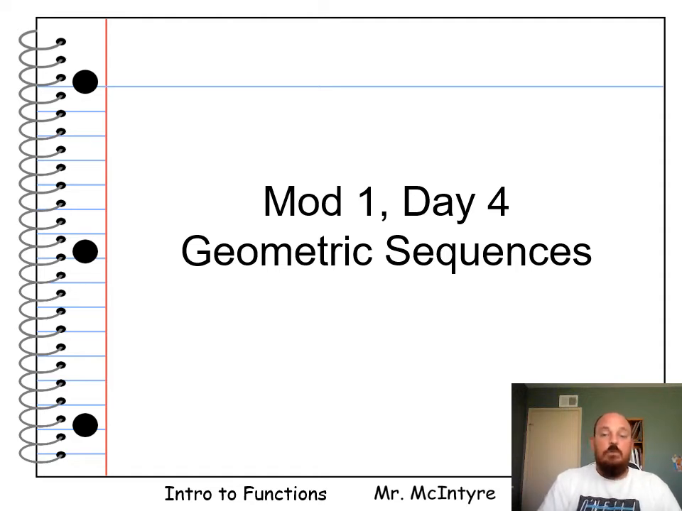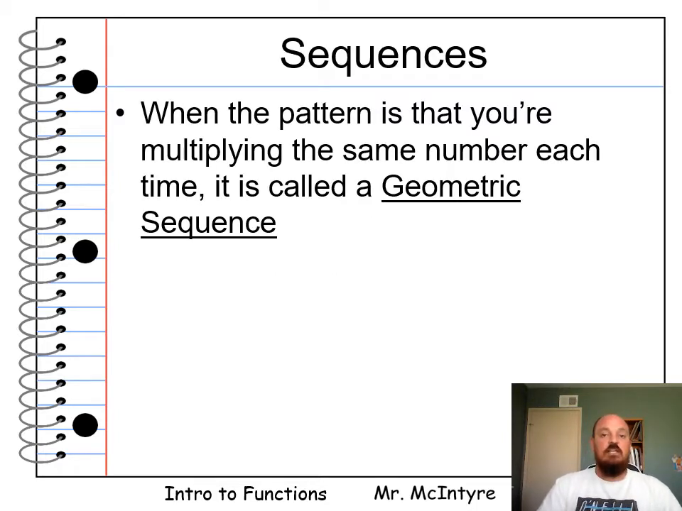The next type of sequence we're going to focus on is what's called a geometric sequence. Now remember, we said for an arithmetic sequence, that's when you notice that the pattern is you're adding the same number each time. Well, a geometric sequence is if you notice that the pattern is that you're multiplying by the same thing each time. And that's what we're going to focus on today.